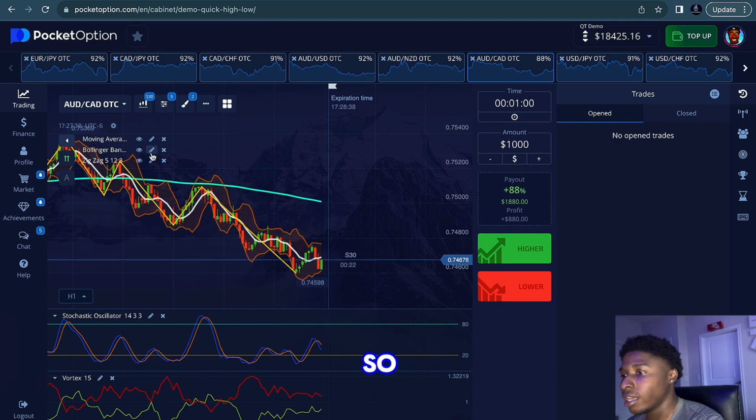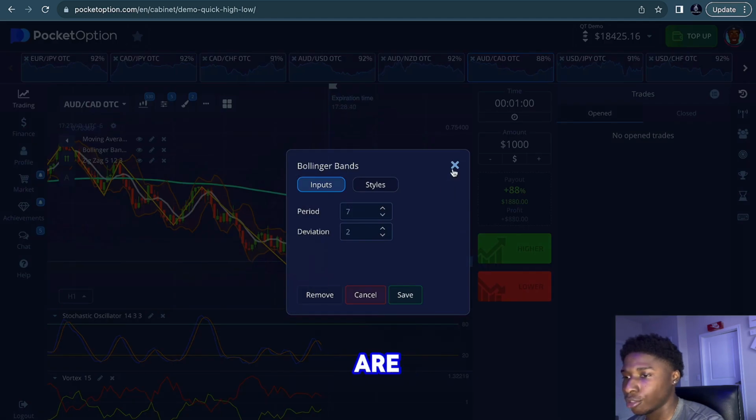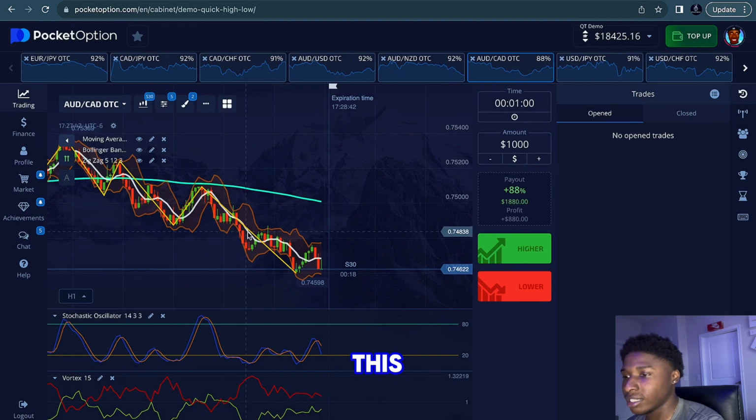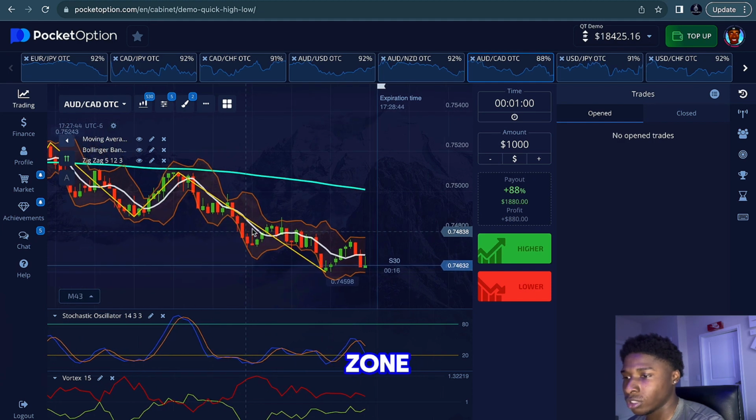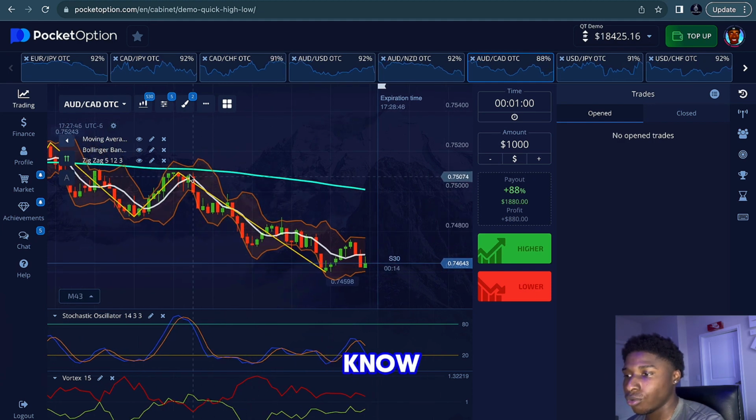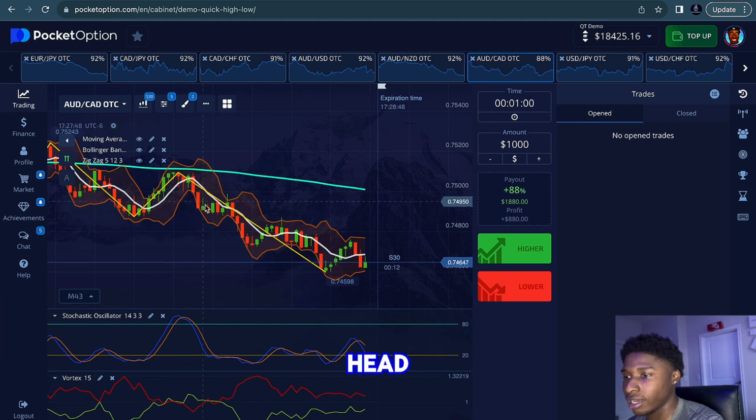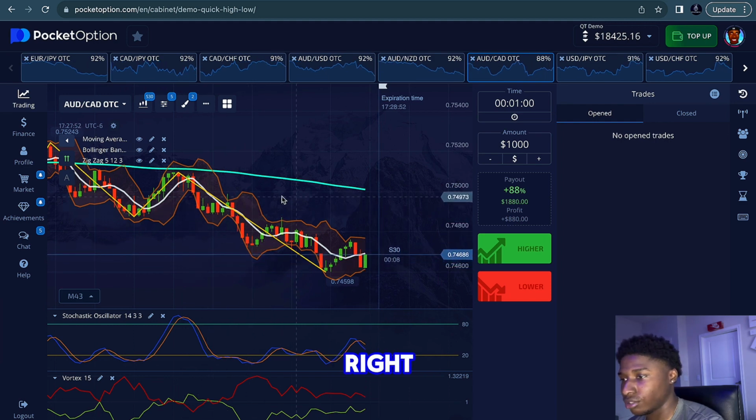So as you can see, then we have the Bollinger Bands, and these are the period for the Bollinger Bands. What this does is it just shows where the zones of the market are. So once it hits this top zone, guys, it's going to head down. Once it hits the lower zone, it's going to start to head up, as you can see right here.